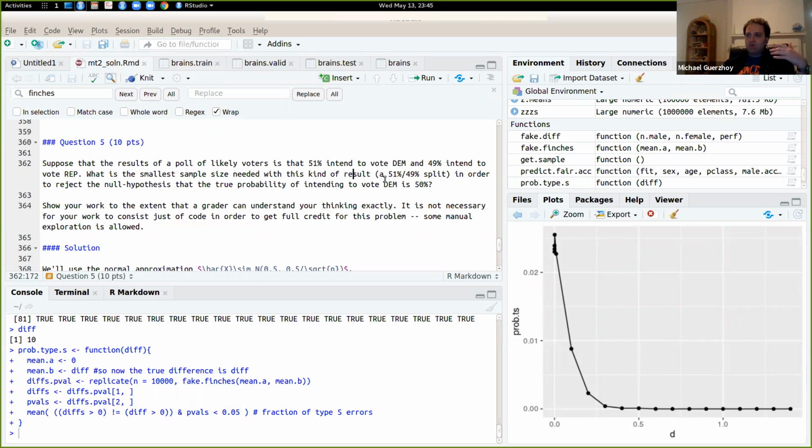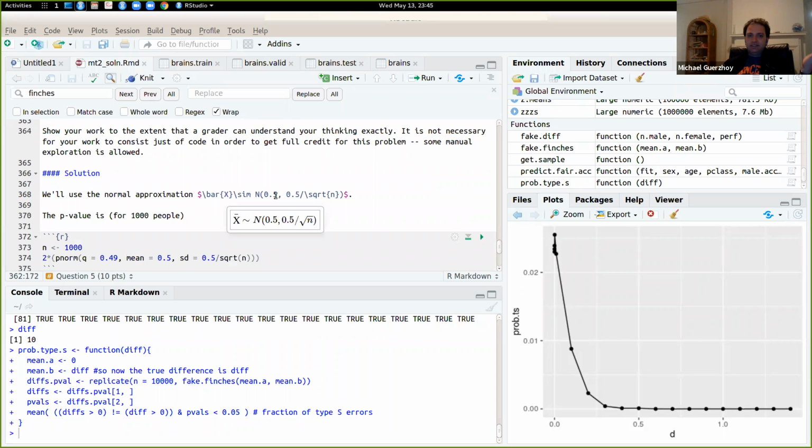So the question is asking, what is the smallest sample size that would make us reject the null hypothesis that the probability of voting for them, or saying you intend to vote for them, is 50%? Okay, so how can we do it? So we just say, okay, we use the normal approximation. So the null hypothesis is that the mean is 0.5 for intending to vote, and the standard deviation is 0.5 divided by square root of n, right?